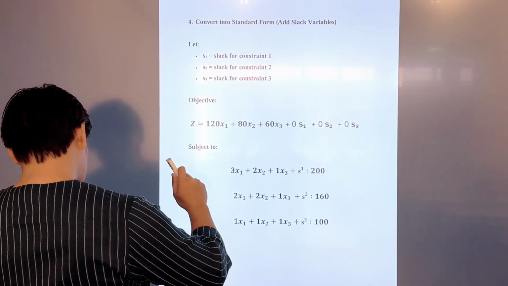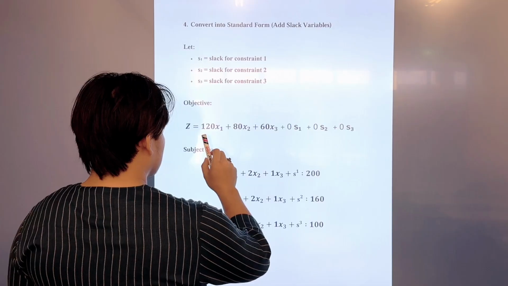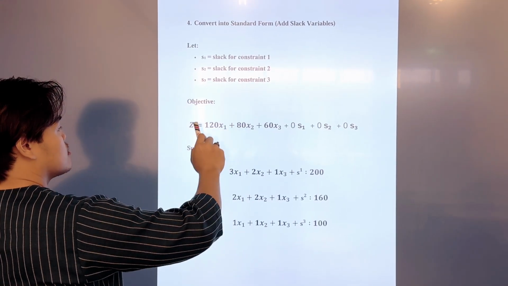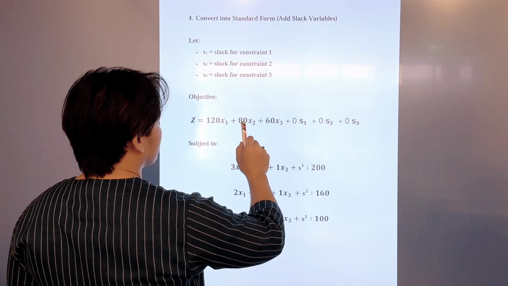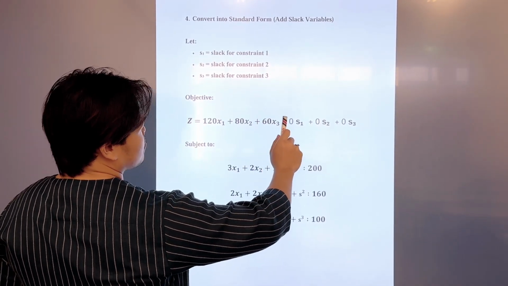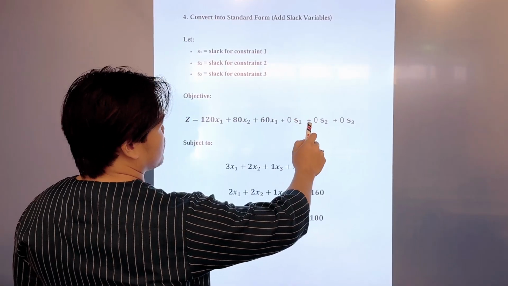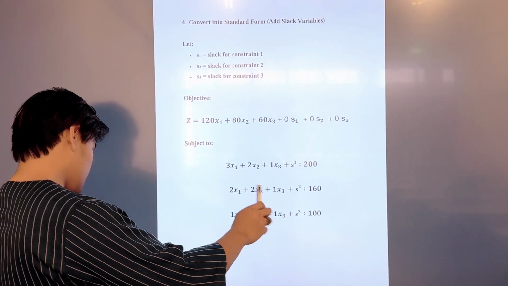So our adjusted objective function is Z equals 120x1 plus 80x2 plus 60x3 plus 0s1 plus 0s2 plus 0s3.